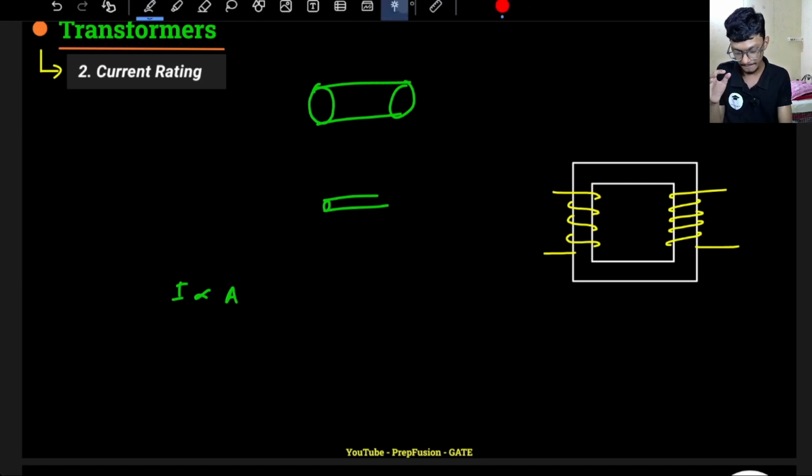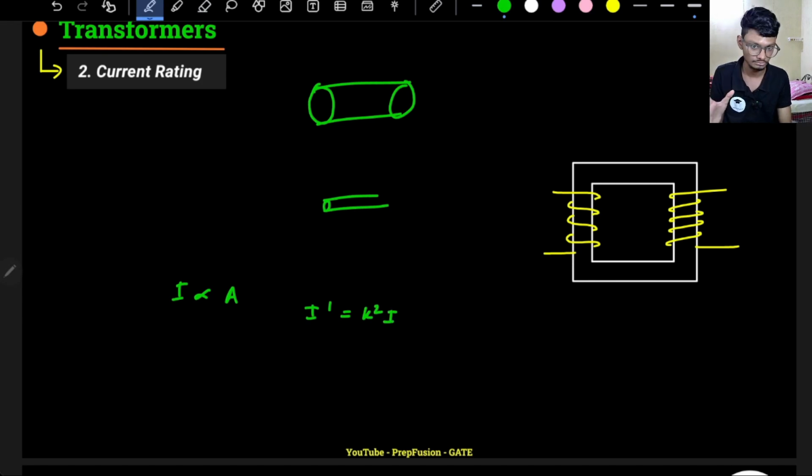So if I am scaling the dimensions of the transformer, then I am also scaling the dimensions of the windings. So if I scale all the dimensions by K, then area will be scaled by K square. So I dash will also be K square into I. The current will be scaled by a factor of K square. This I want you to remember. That's it.